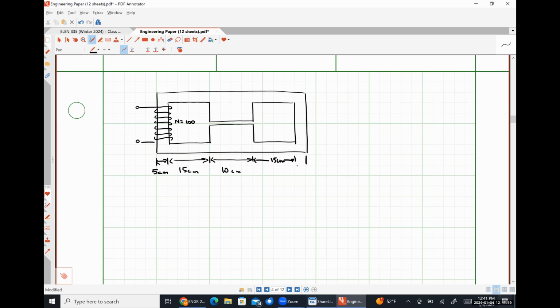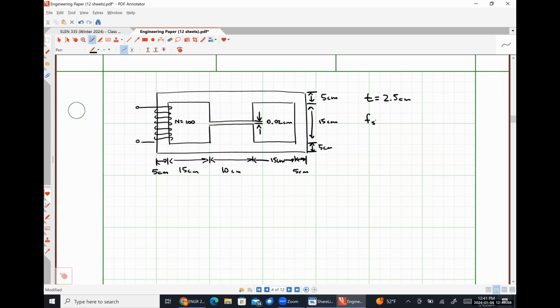Fifteen centimeters. Another 5 centimeters. 5 centimeters. 15 centimeters. 5 centimeters. And our gap is 0.02 centimeters. The thickness is 2.5 centimeters.